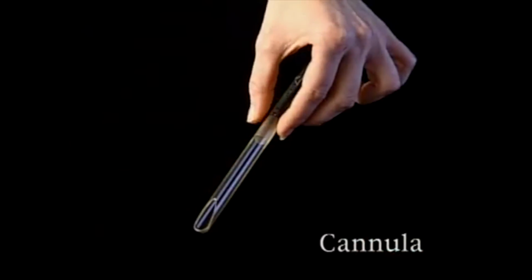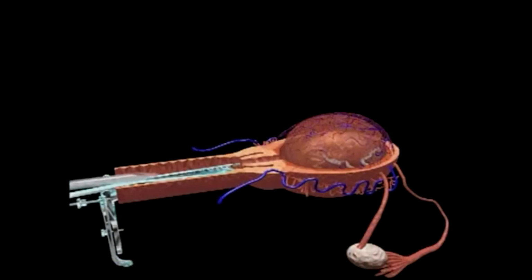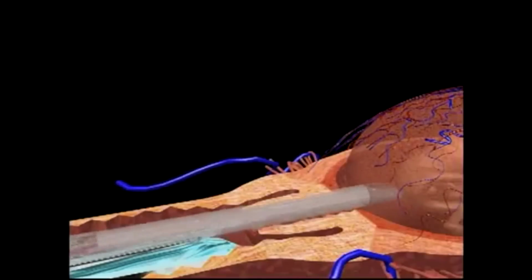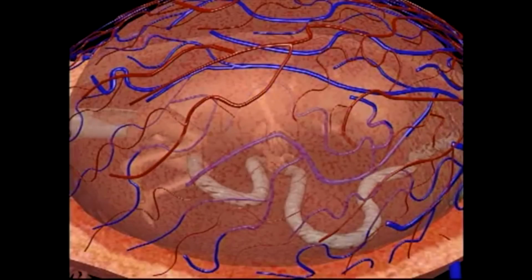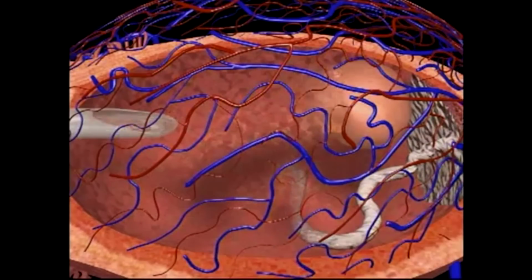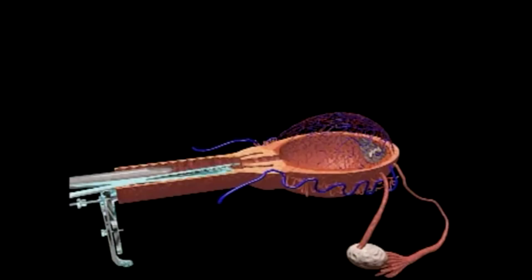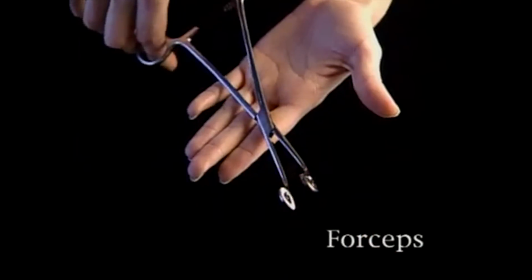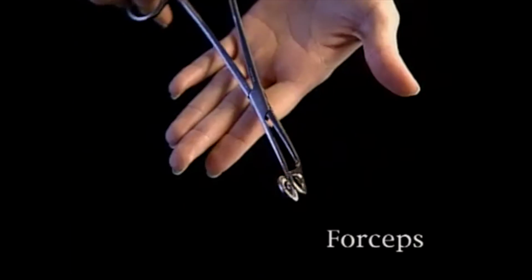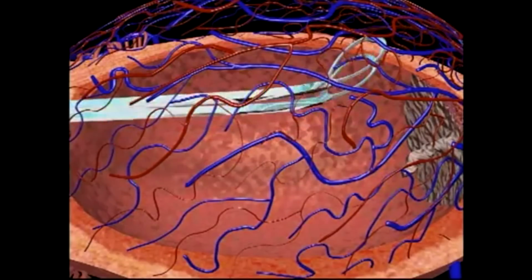Next, a hollow plastic tube called a cannula is inserted into the uterus. This tube is attached to a suction machine by way of a flexible hose. As the machine is turned on, the fetus, amniotic sac, and fluid will be sucked out of the uterus. Then, tongue-like devices called forceps are used to remove any fetal parts or tissue missed during this vacuuming process, including whatever remains of the umbilical cord or placenta.